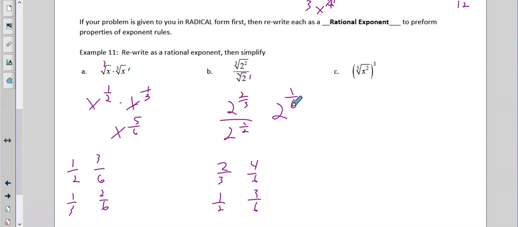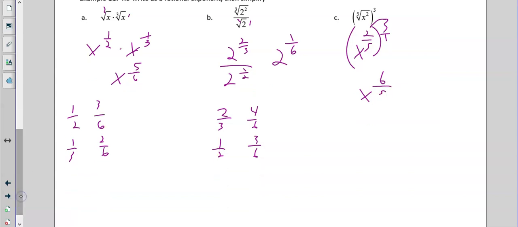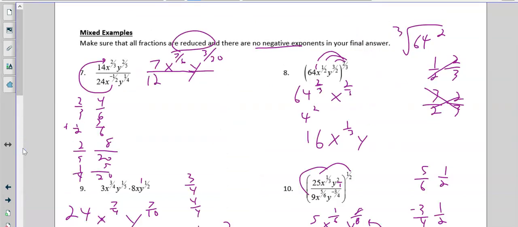Okay, so here, this is x to the 2/5 to the 3rd power. And then I'm just going to multiply 3 over 1, top times top, bottom times bottom, x to the 6/5. And that is all for this section.